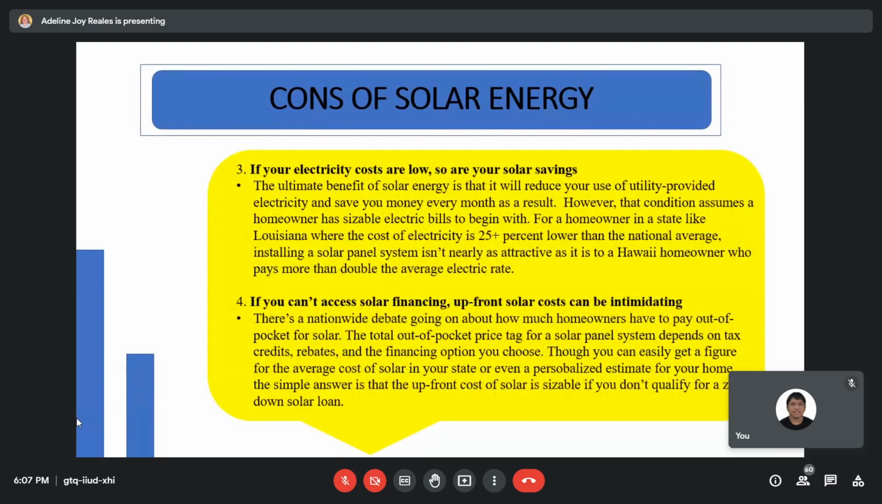If your electricity costs are low, so are your solar savings. The ultimate benefit of solar energy is that it will reduce your use of utility-provided electricity and save you money every month as a result. However, that condition assumes a homeowner has sizable electric bills to begin with. For a homeowner in a state like Louisiana, where the cost of electricity is 25+% lower than the national average, installing a solar panel system isn't nearly as attractive as it is to a homeowner who pays more than double the average electric rate.